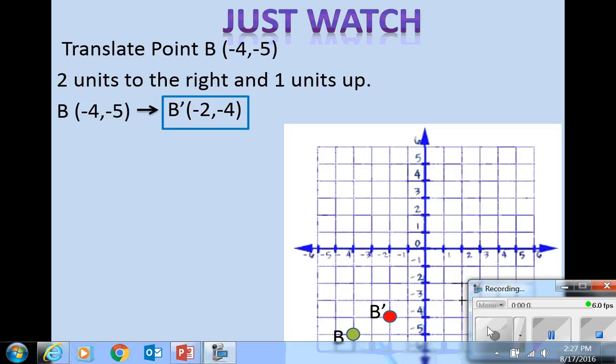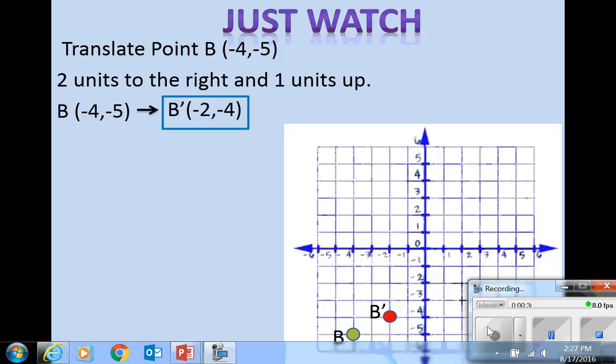Continue the translations on the coordinate plane video, now writing the rule. So yesterday I had you watch this slide to see what it's going to look like. First we had point B, and we translated it 2 units to the right and 1 unit up. Then we were able to plot it and move it and find our B prime ordered pair, and that's what we have in the box.